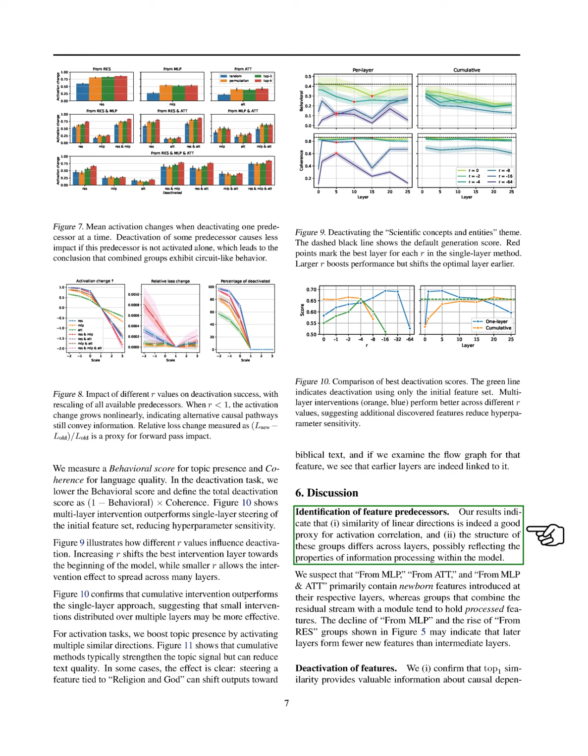We believe that the groups labeled from MLP, from ATT, and from MLP and ATT mainly consist of new features introduced at their respective layers, while groups that mix the residual stream with a module tend to contain processed features. The observed decrease in from MLP and increase in from res groups suggests that later layers create fewer new features compared to intermediate layers.